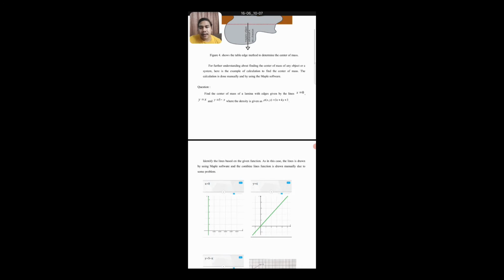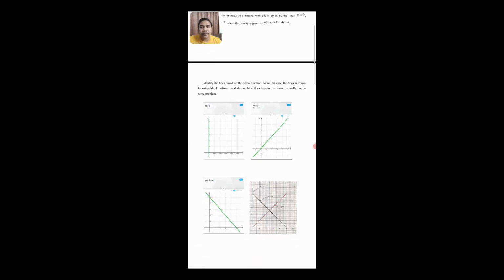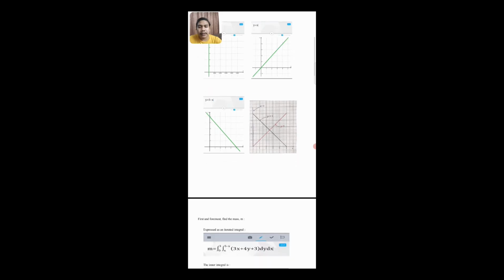The question here is: find the center of mass of a lamina with edges given by the lines x equals 0, y equals x, and y equals 5 minus x, where the density is given as ρ(x, y) equals 3x plus 4y plus 3. Next we have to identify the curve lines based on the given functions. In this case, the lines are drawn using Maple software, but the combined curve cannot be drawn by Maple due to some problem, so I draw it manually on graph paper.